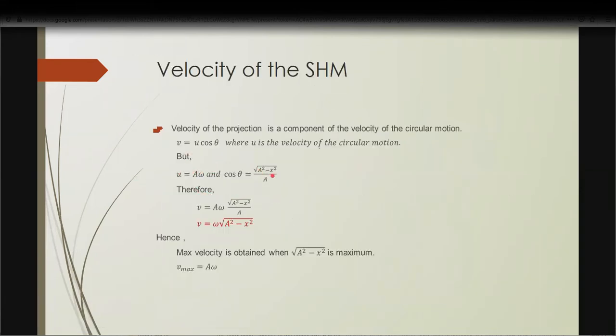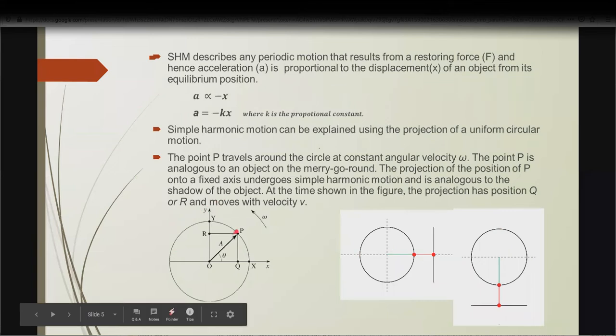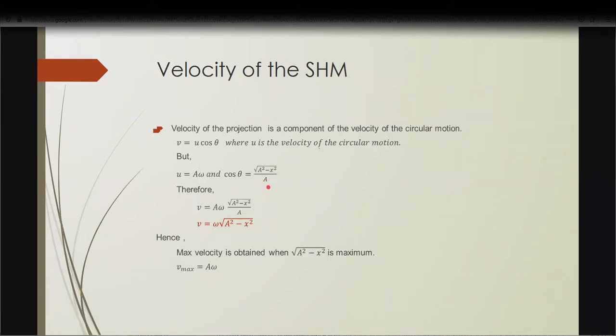We can write cos theta in terms of a and x. What is a and what is x? This is a and this is x. So cos theta is this x over this a. Similar here, so this is x and this is a. So you can write cos theta in terms of a and x as square root of a squared minus x squared over a.